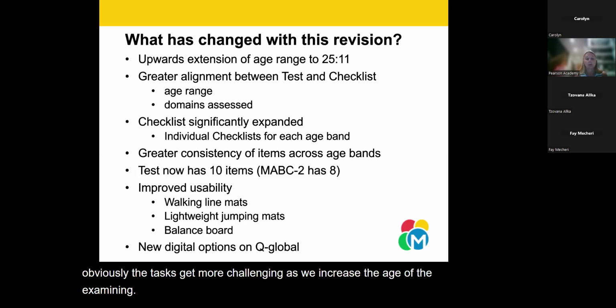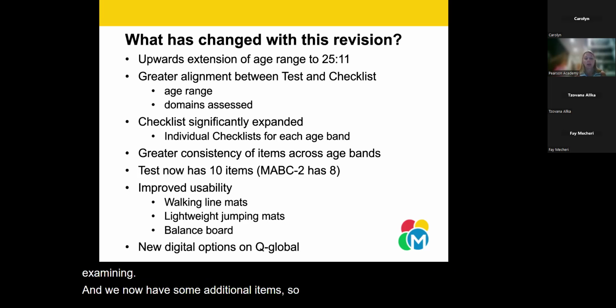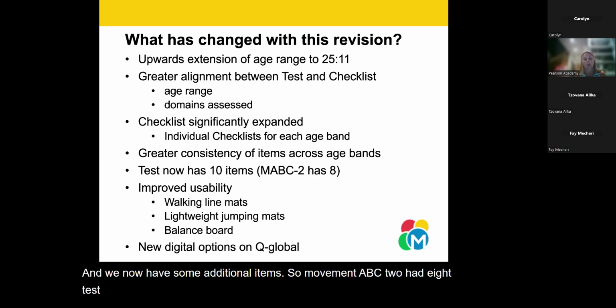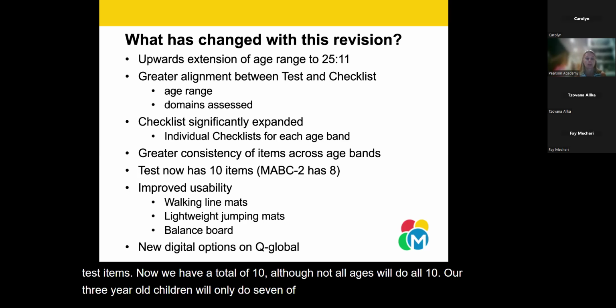And we now have some additional items. So Movement ABC2 had 8 test items. Now we have a total of 10, although not all ages will do all 10. Our 3-year-old children will only do 7 of those tasks.